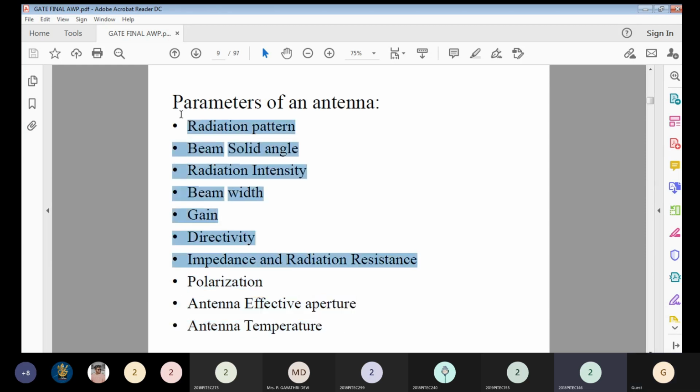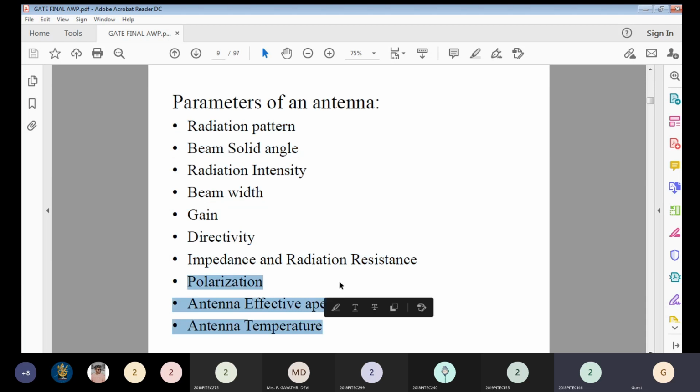Clear? So radiation pattern, beam solid angle, radiation intensity, beam width, gain, directivity, impedance, and radiation resistance. Apart from that, bandwidth also we have discussed. Like the beam width, bandwidth also we discussed in the antenna concept. These three topics we'll discuss by the next class. Okay. These are the concepts we discussed today.